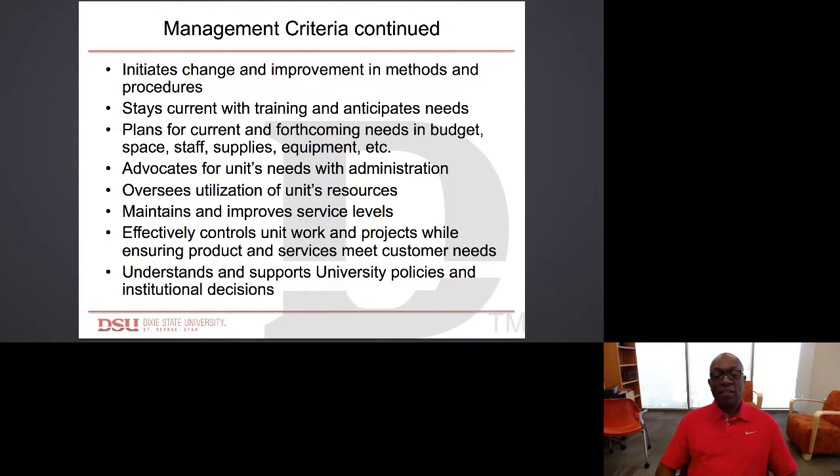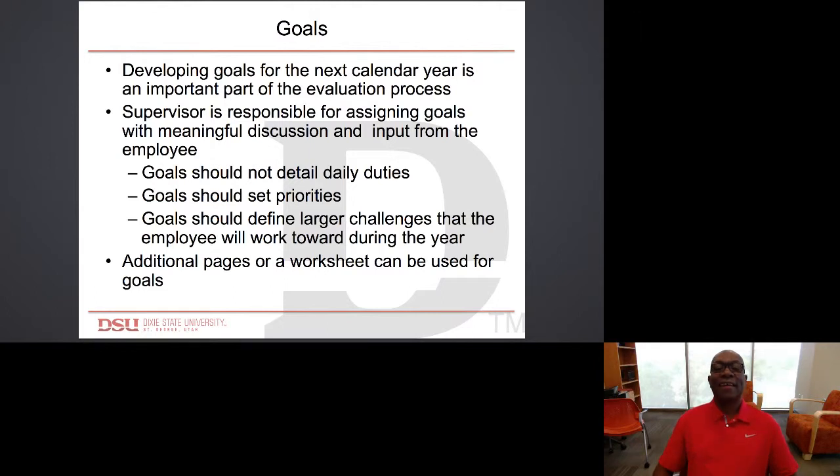Advocates for units' needs with administration, oversees utilization of units' resources, maintains and improves service levels, effectively controls unit work and projects while ensuring product and service meet customer needs. Lastly, understands and supports the university policies and institutional decisions.